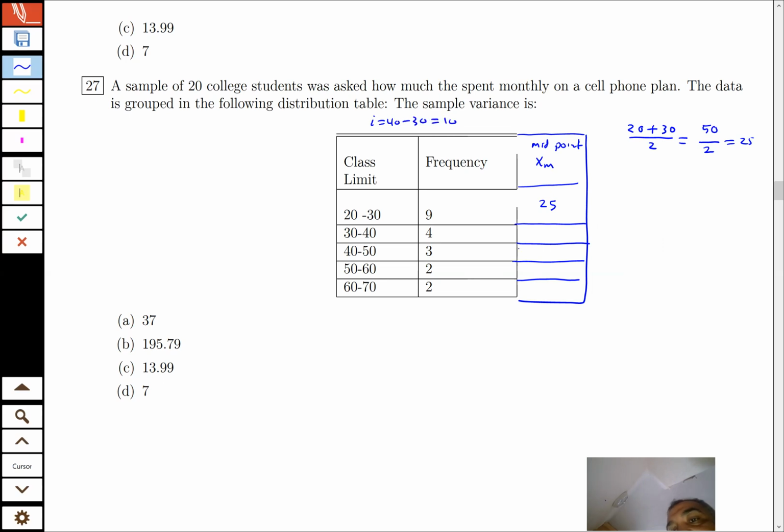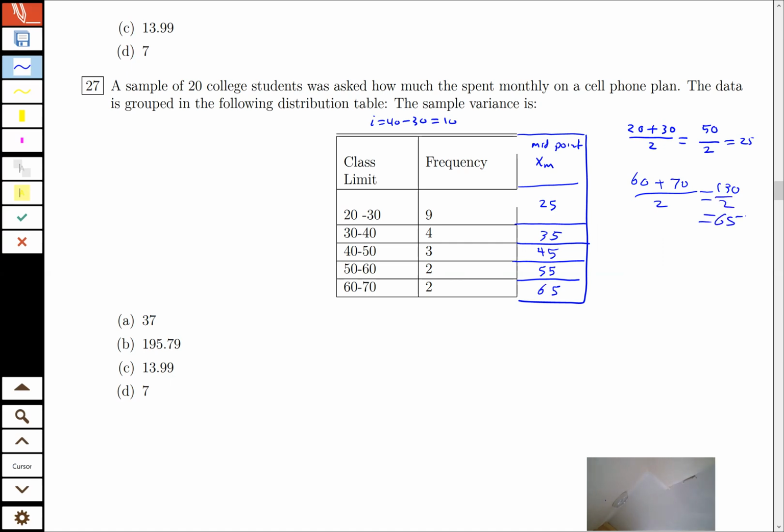So for the next one, we just add 10. So 25 plus 10 is 35. Plus 10 is 45. Plus 10 is 55. Then plus 10, you will get 65. Of course, you can check any one of them, for example the last one: 60 plus 70 divided by 2, that is 130 divided by 2, which is 65.